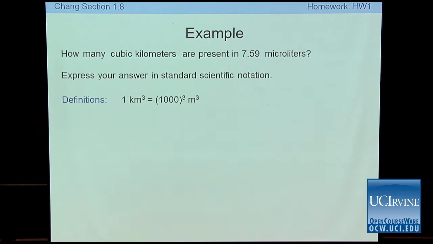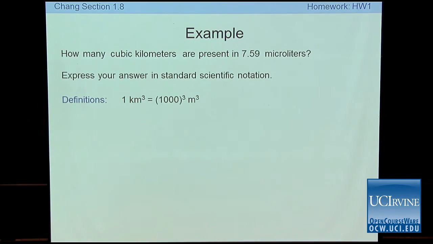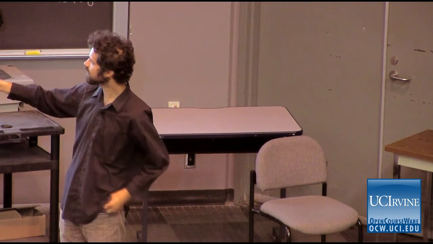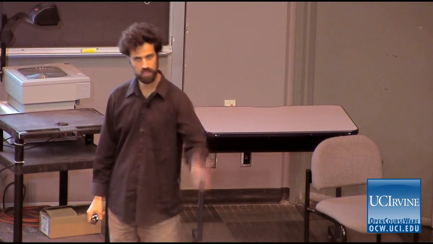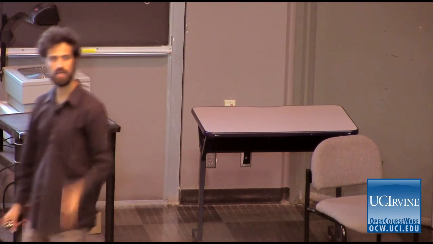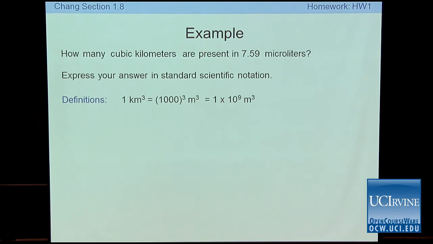First, let's look at a couple of definitions. 1 kilometer cubed. Can I relate that to another unit? Meter. Meter is a standard unit. So what I want to do is relate both microliters and cubic kilometers to the unit of meter cubed. Okay, so here we go. 1 kilometer is 1,000 meters. That's the definition. So a kilometer cubed is 1,000 meters cubed, and that is 1 times 10 to the 9 meter cubed. That is 1 kilometer cubed expressed in meter cubed.